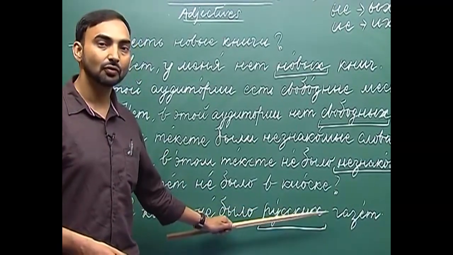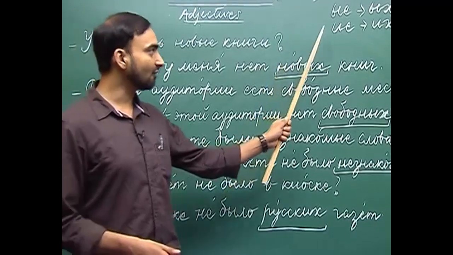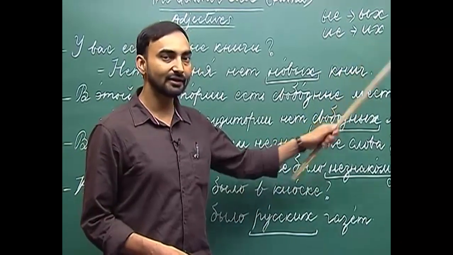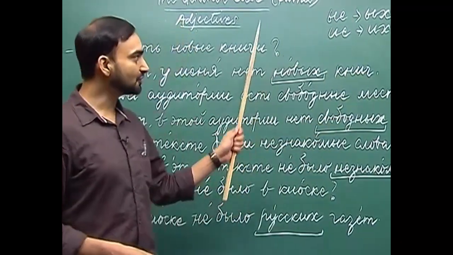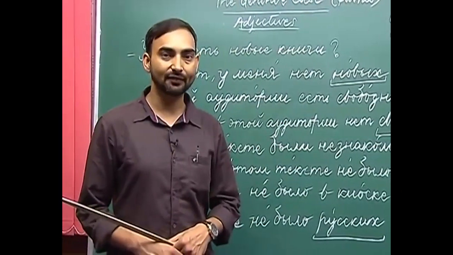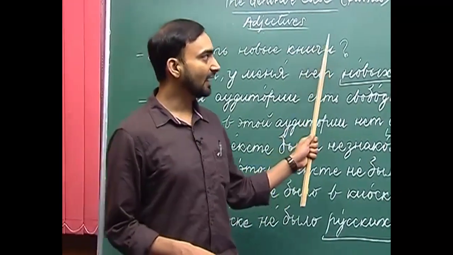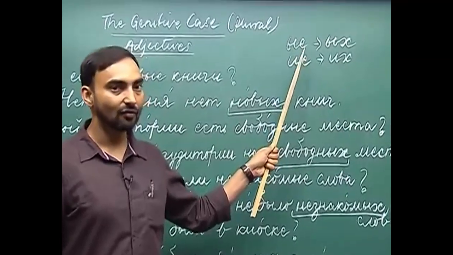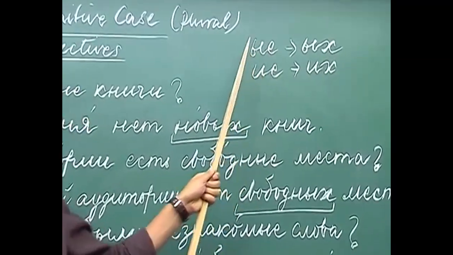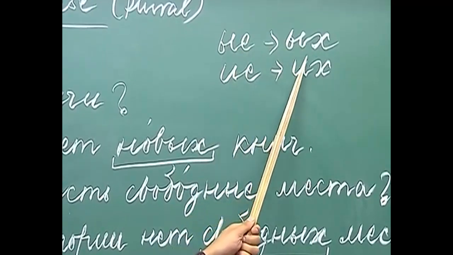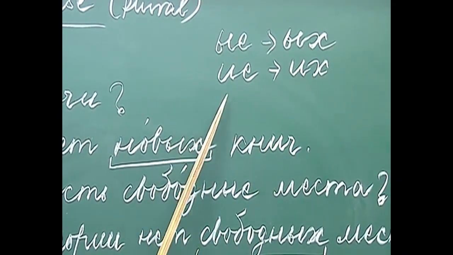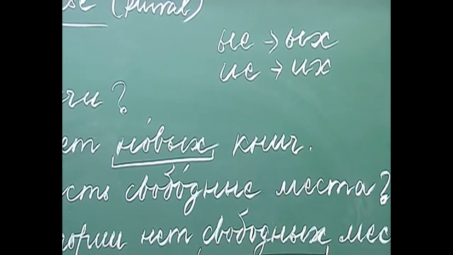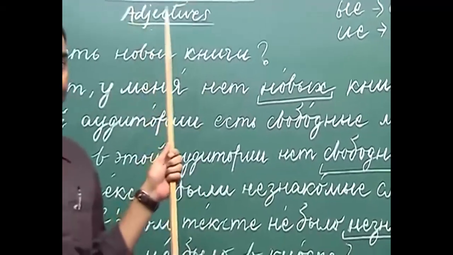Русских comes from русские. So, if the ending of an adjective is ие in the nominative case, it will change to их in the genitive plural. There are two changes that we are supposed to make with adjectives in the plural in the genitive case. The first: if the nominative plural of an adjective ends in ые, then we change ые to ых, or if the ending is ие, then we replace ие with их. So, that is how we decline adjectives in the genitive plural.